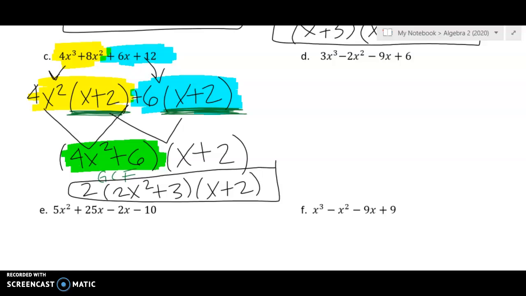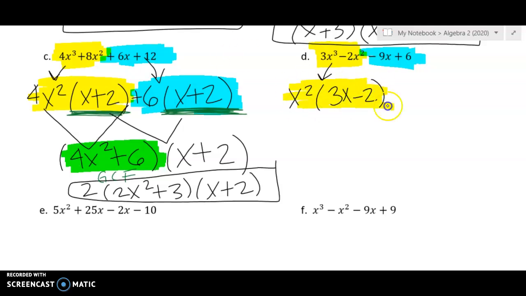Problem D. Chunk my first two, that's yellow, and my next two, that would be blue. Let's go ahead and focus on the yellow. I'm taking out a GCF, which would be x squared. That'll leave me with 3x minus 2. That's the yellow. And then focus on the blue. The blue part, I can take out a minus 3. That would leave me with 3x minus 2. And again, that's for the blue part.